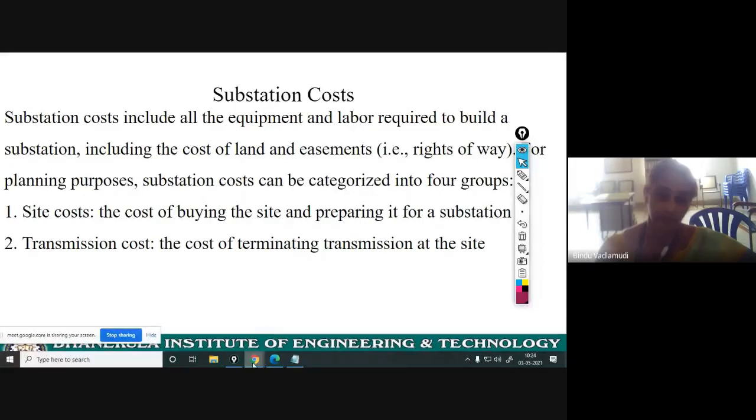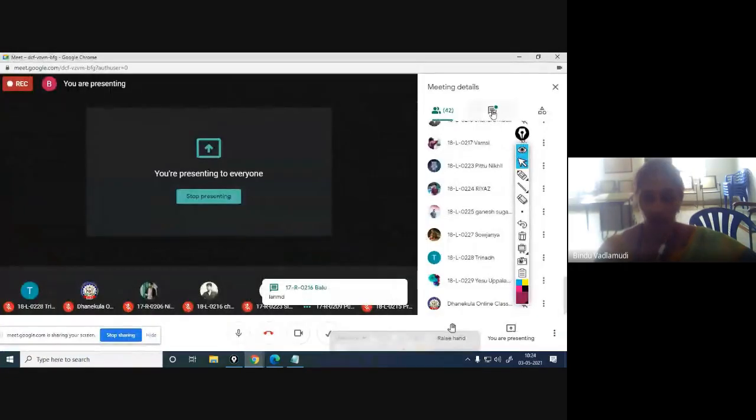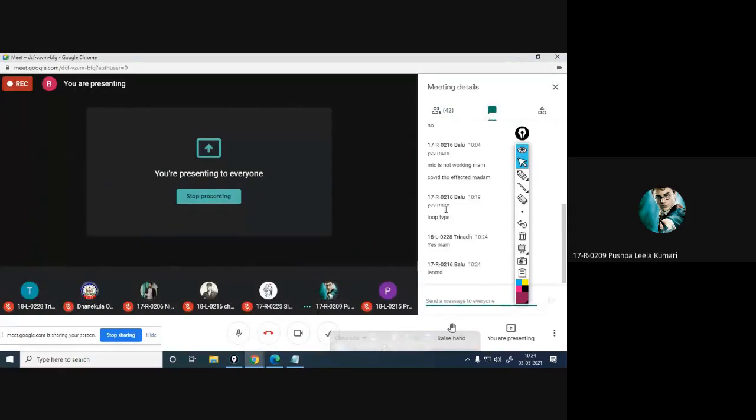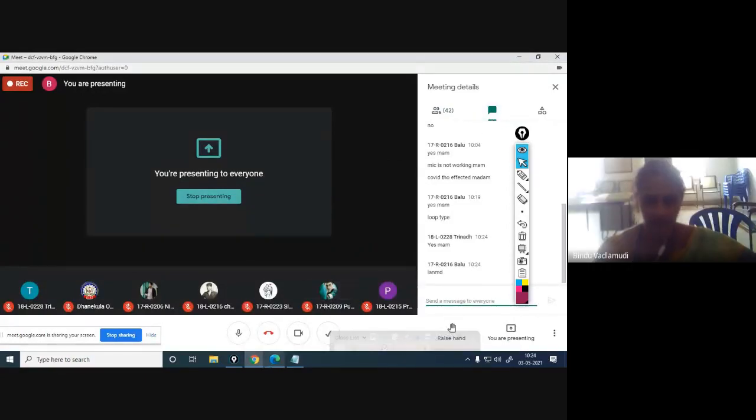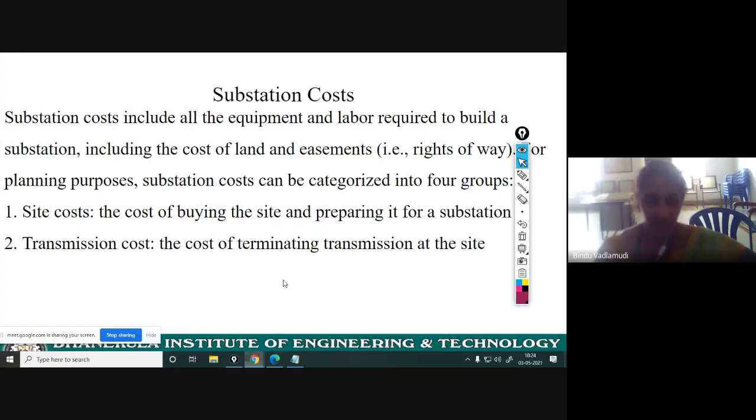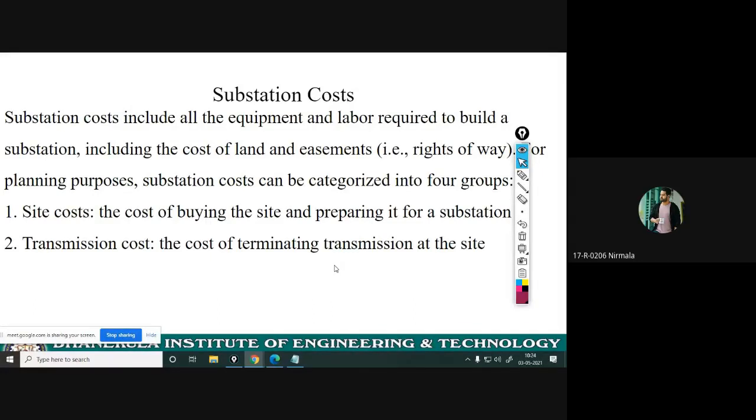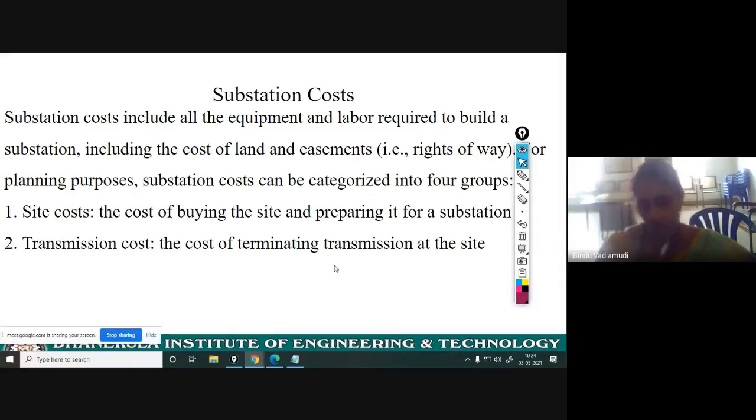What are the things you have to consider while planning for the substation establishment? What are the factors to be considered? Reliability and continuity, ma'am. Okay, fine. Load forecasting.